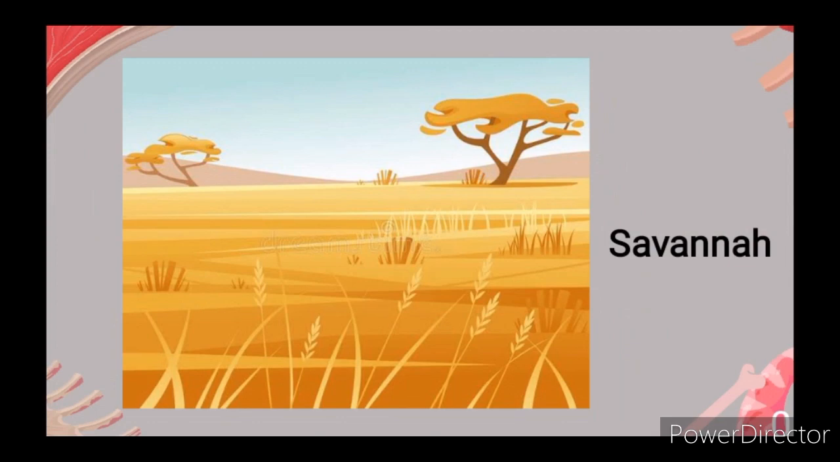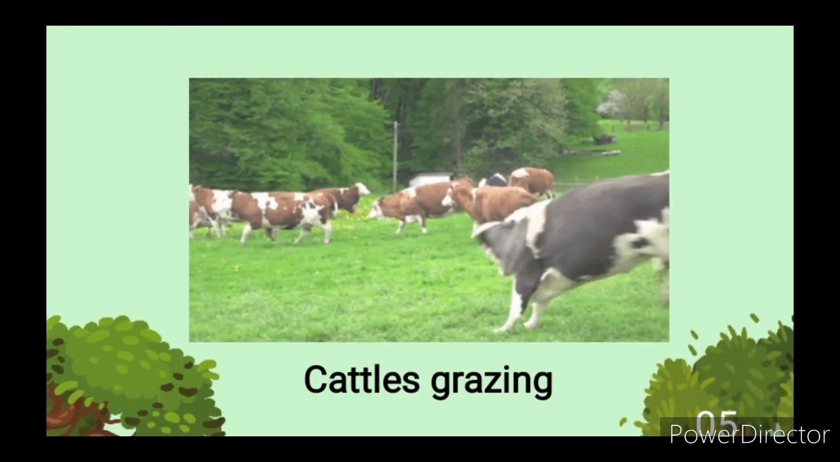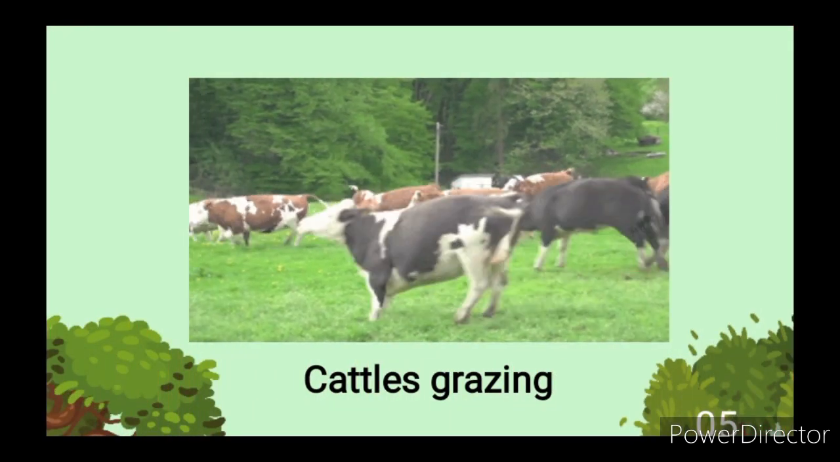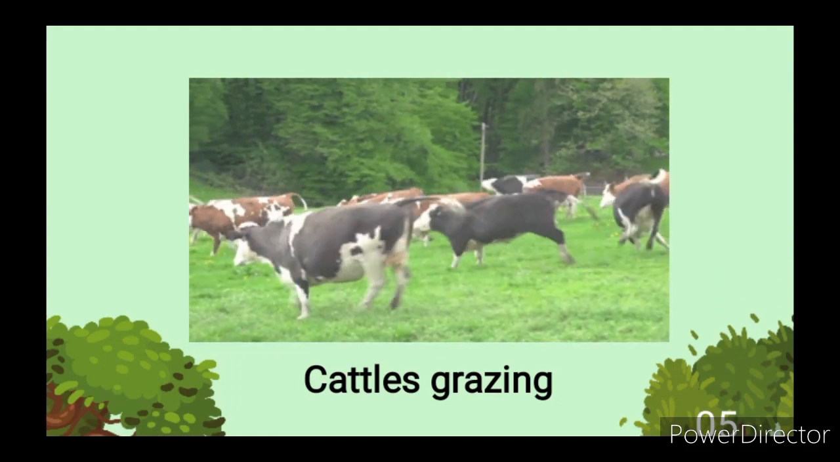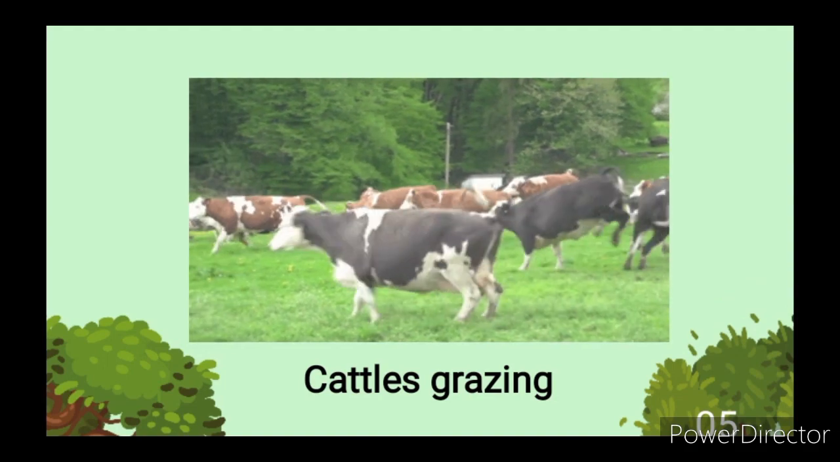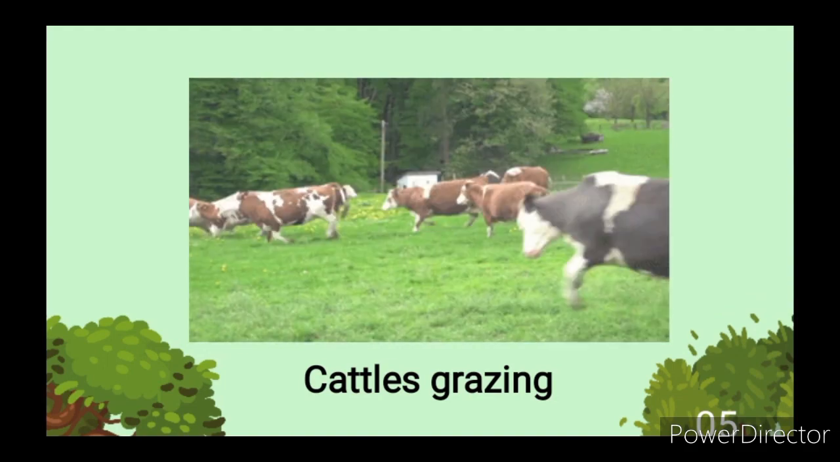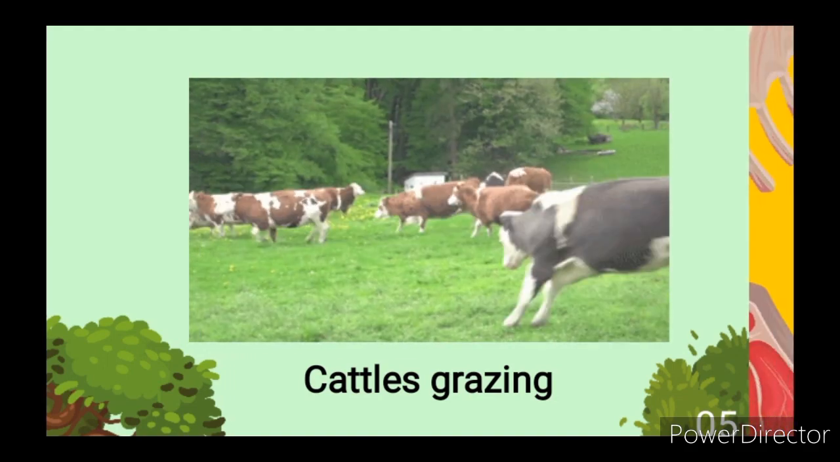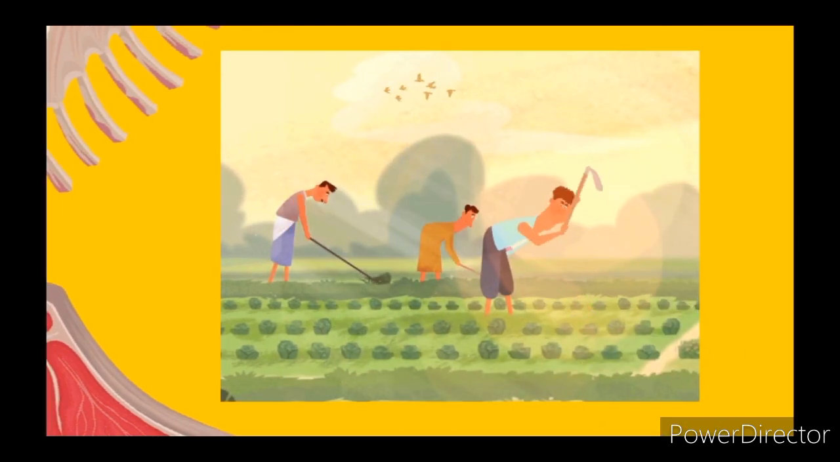The savanna is good for cattle grazing. The savanna is good for cattle to graze, and as a matter of fact, it is the best place for cattle to graze on. So it is good for cattle grazing and it is also good for farming.